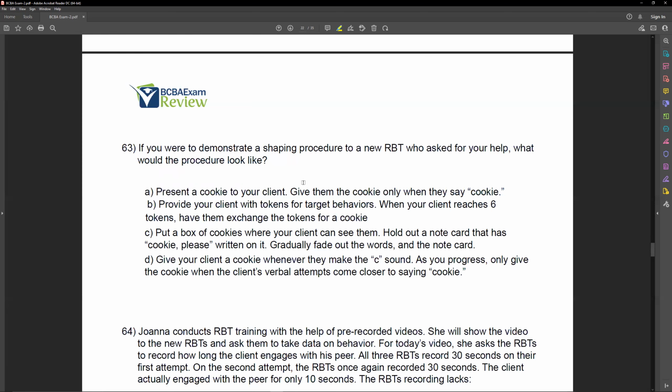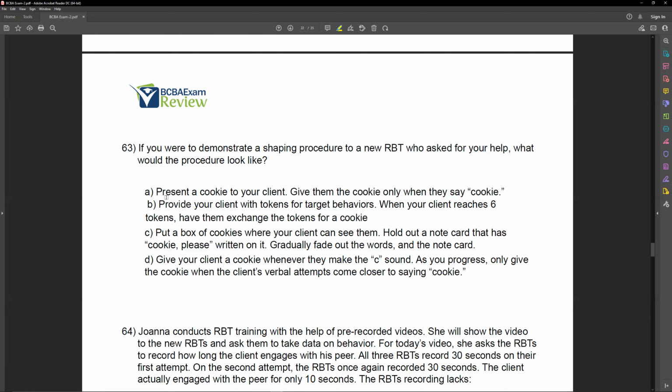Shaping is a very simple procedure. It's something we know as BCBAs. RBTs have to know it, okay? Not like it's a complicated procedure, right? But we still need to know it. So what is shaping? Shaping is reinforcing approximations, successive approximations of behavior until we reach a final or terminal behavior, okay? So we know what we're looking for. That's what we're going to find to see what procedure it looks like.